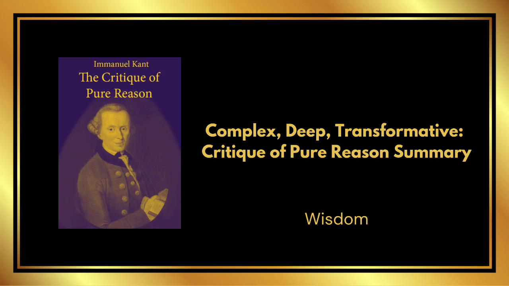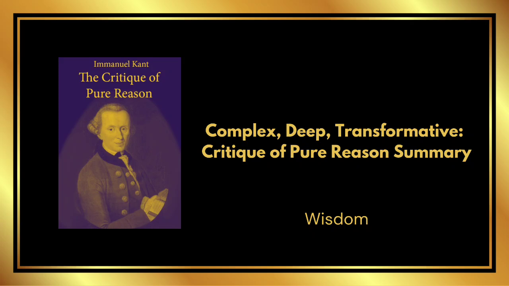In simpler terms, space and time are not things that exist out there, in the world. Rather, they are structures built into our minds that organize and shape our experience. Without space and time, Kant argues, we would have no way of perceiving the world. They are not derived from experience but are the very conditions that make experience possible.